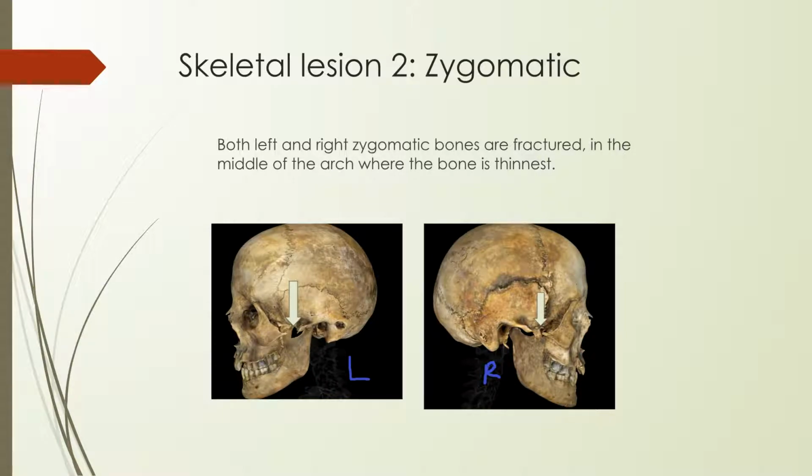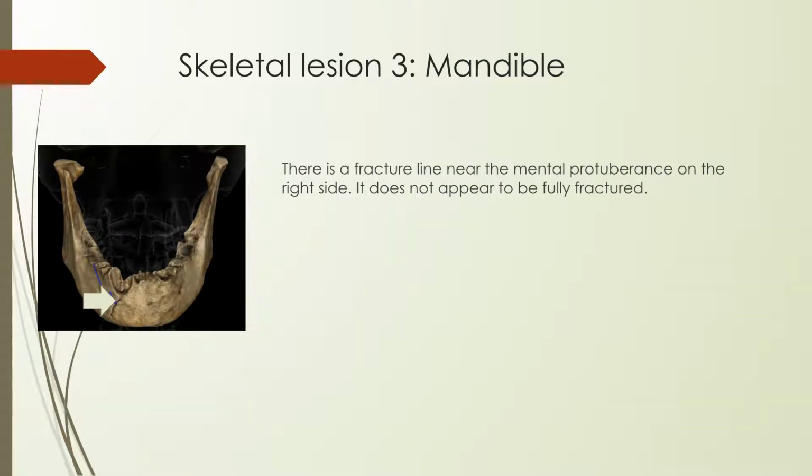The second one is in the zygomatic. Both the left and the right zygomatic bones are fractured. In the middle of the arches, where the bone is the thinnest, the arrows are indicating where it is. The third one is in the mandible. There's a fracture line near the mental protuberance on the right side, and it does not appear to be fully fractured.